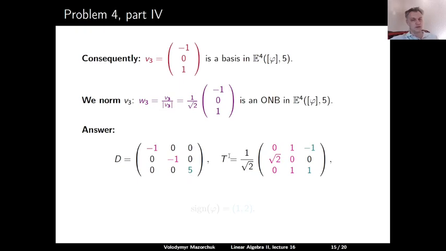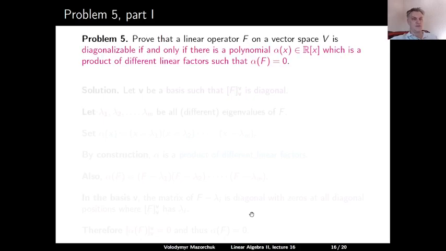This is our transformation matrix to an orthonormal basis in which our form has this diagonal matrix. And then we see that we have 2 negative eigenvalues and 1 positive, which means that the signature of our form is 1, 2. So 1 positive eigenvalue and 2 negative. This completes problem 4. Problem 5.